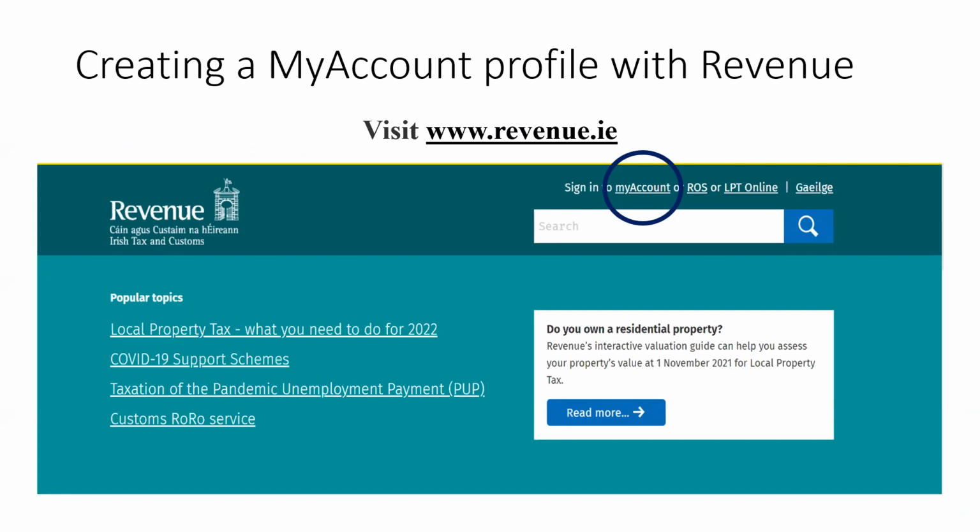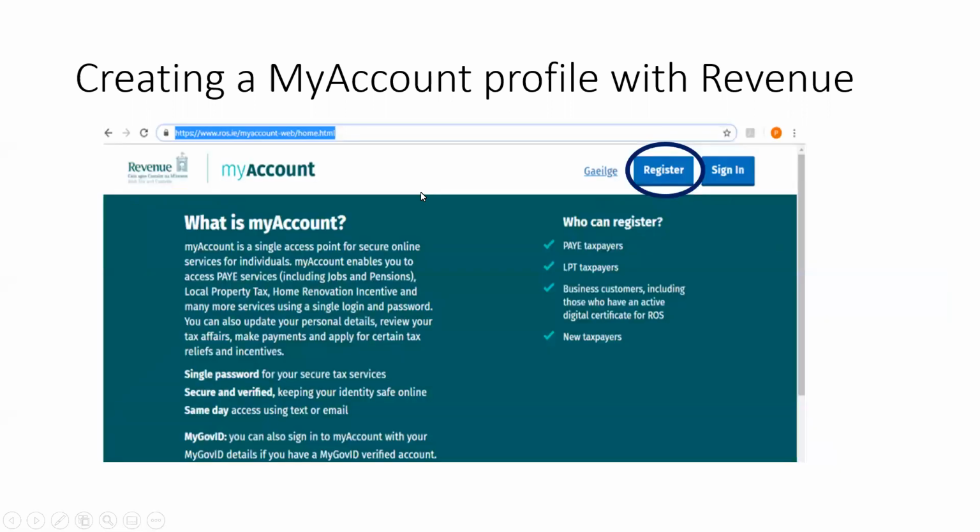So to start the process, you will go to www.revenue.ie, which is Revenue's website. And on the very top right-hand corner, you have the option to sign in to either My Account or Ross. So you will select the My Account option. Because you haven't actually got an account yet, you will select the option to register.